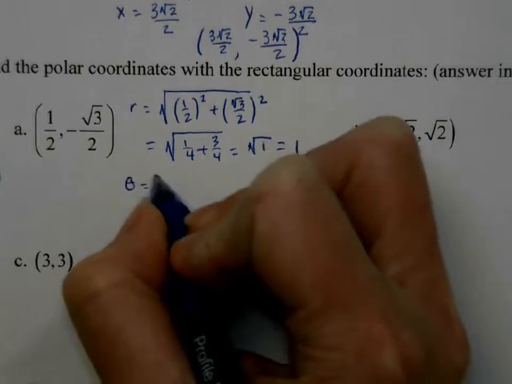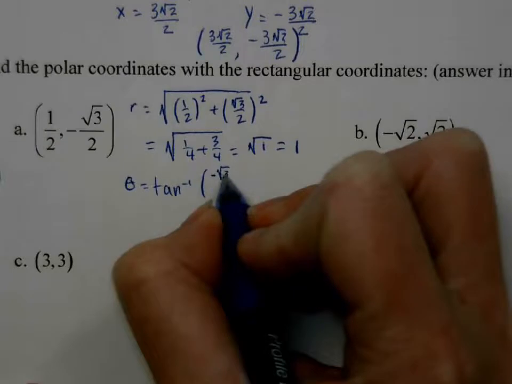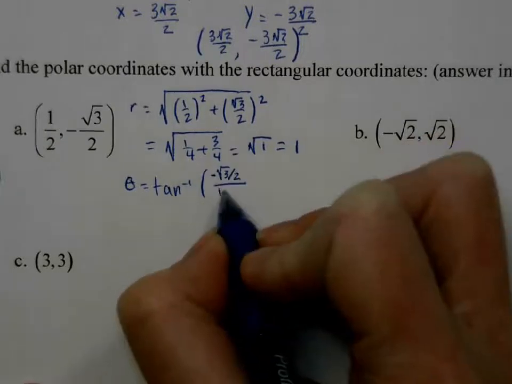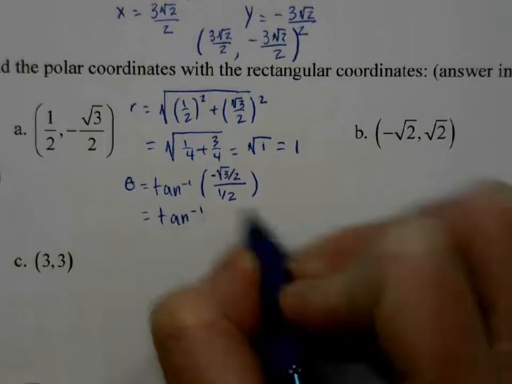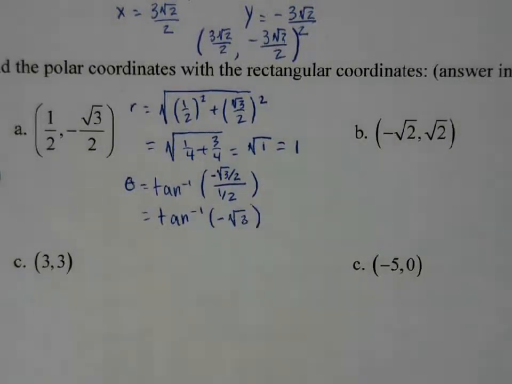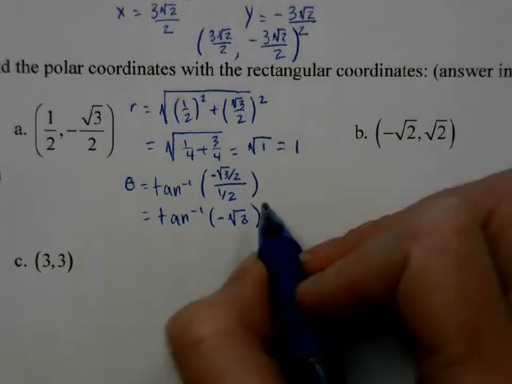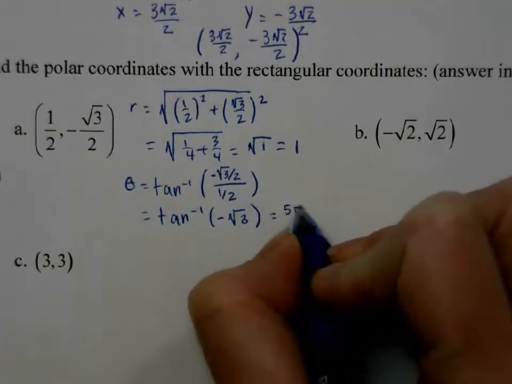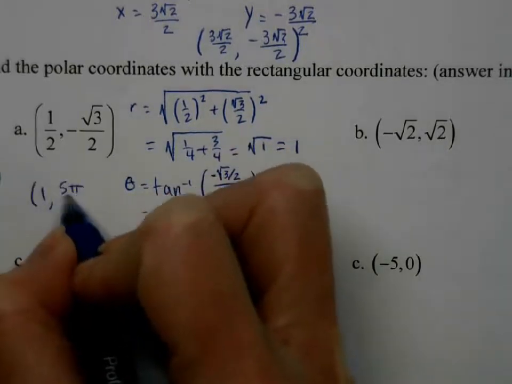Theta is the tangent inverse of negative root 3 over 2 over 1/2, which is going to be the tangent inverse of negative root 3. This is going to be in the fourth quadrant. So you're looking for the fourth quadrant tangent value because it's positive, negative. So that's going to be 5 pi over 3. So my coordinate here is 1, 5 pi over 3.